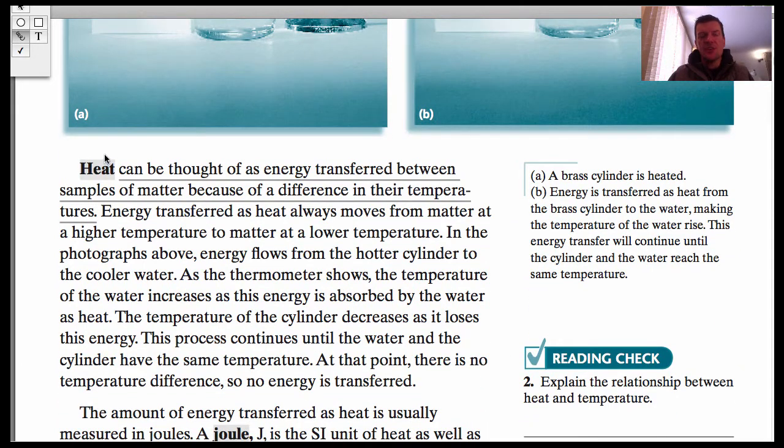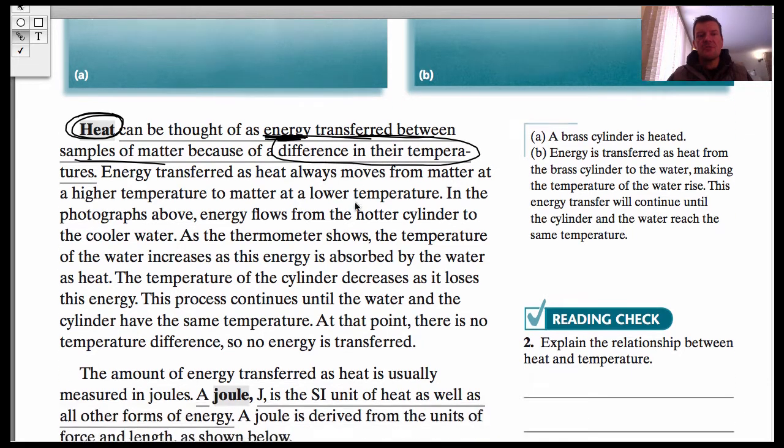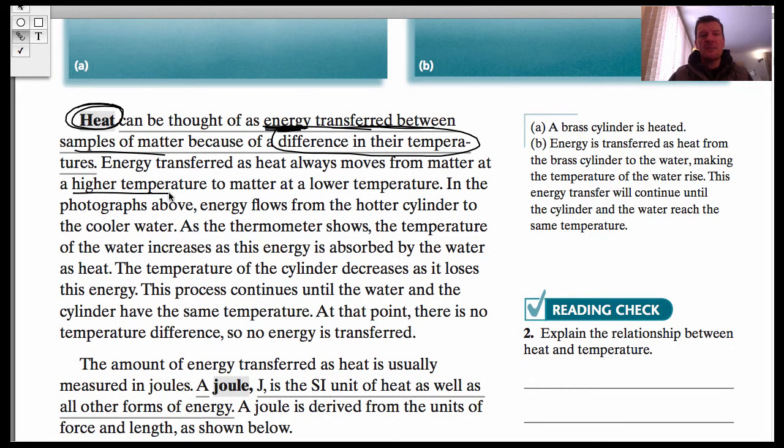Some other definitions here. Heat, obviously, it is a form of energy. You should write this down. This is a form of energy that is transferred between samples of matter. And yes, they're going to have different temperatures. So heat is going to flow from what? Because of the difference in temperatures, it's going to flow from high temperature to low temperature. It's always going to flow from high temperature matter to low temperature matter.